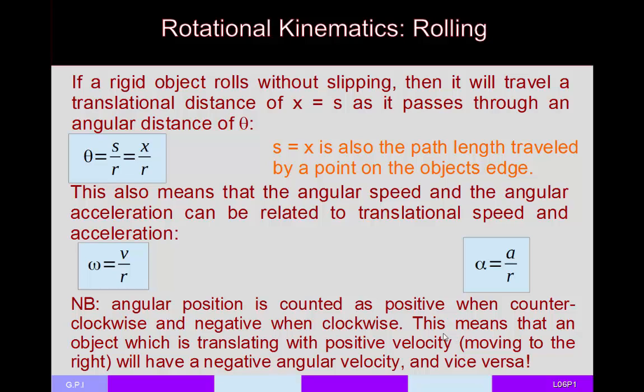Similarly, if you have an object which is translating with a positive velocity, as we usually define it by looking at the object and seeing is it moving from left to right or right to left, then the only way to get that to happen is for the object to be, if it's rolling without slipping or if it's rolling in general, chances are that it's rolling in a clockwise direction. So that means that a positive translation is paired with a negative rotation and vice versa.